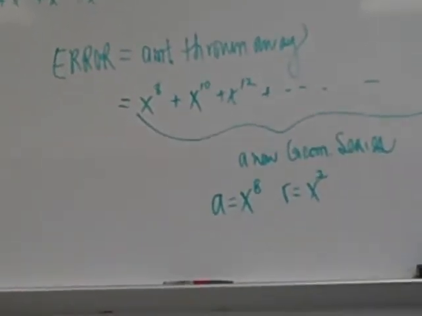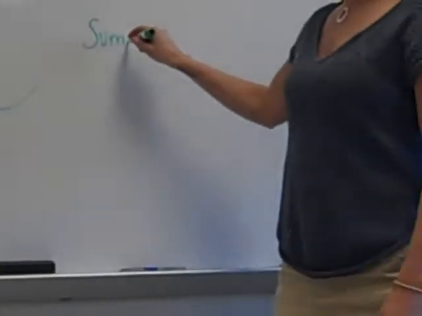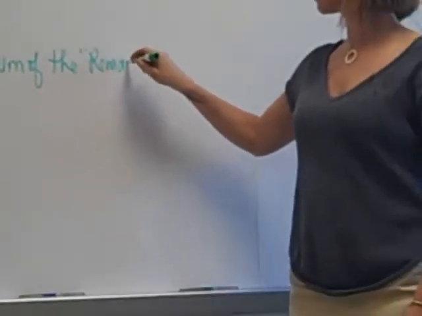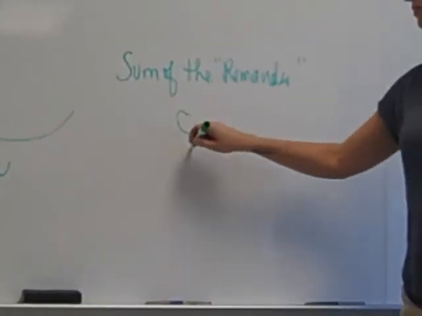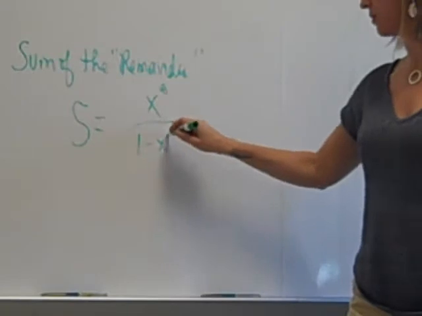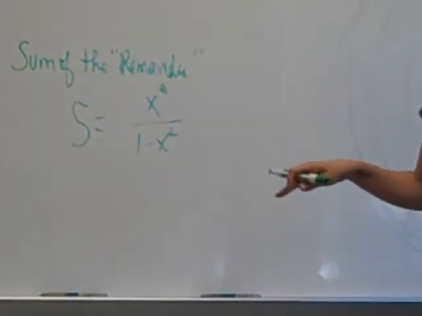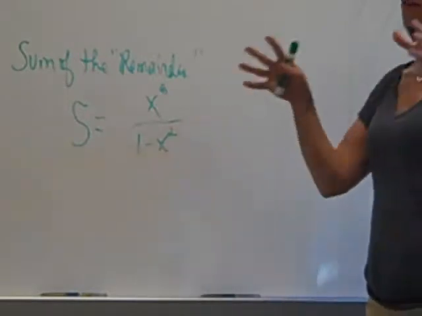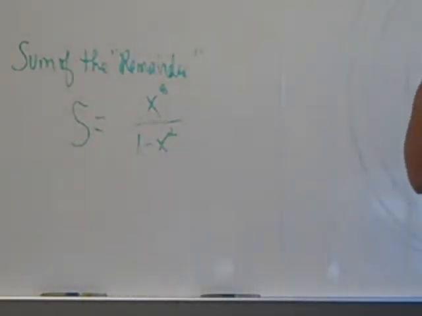Okay, well we can find the sum of this. What is the sum of the remainder? The sum is going to be x to the 8th over 1 minus x squared, right? This is an algebraic notation for the remainder, all of it that's left after x to the 6th. The reason it's variable, the reason it's changing, is because depending on what x value I'm at will change the amount of error that I have.